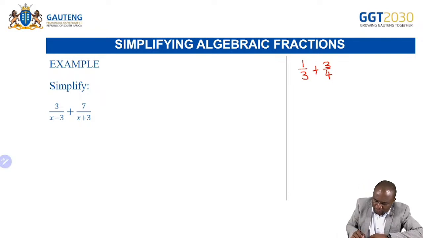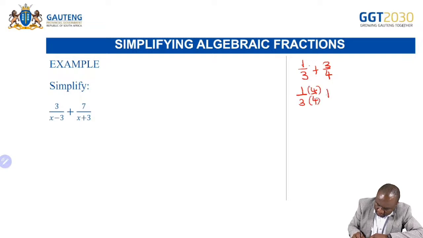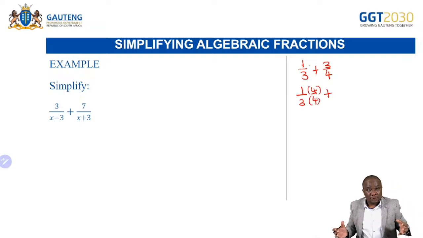So what we do, we multiply 1 over 3 by 4 over 4. If we multiply the denominator by 4, we must multiply the numerator by 4. It becomes 1 over 3 times 4 over 4. You see that? These are equivalent fractions. 1 over 3 and 4 over 12 is just the same thing. But we want to create fractions with the same denominator.